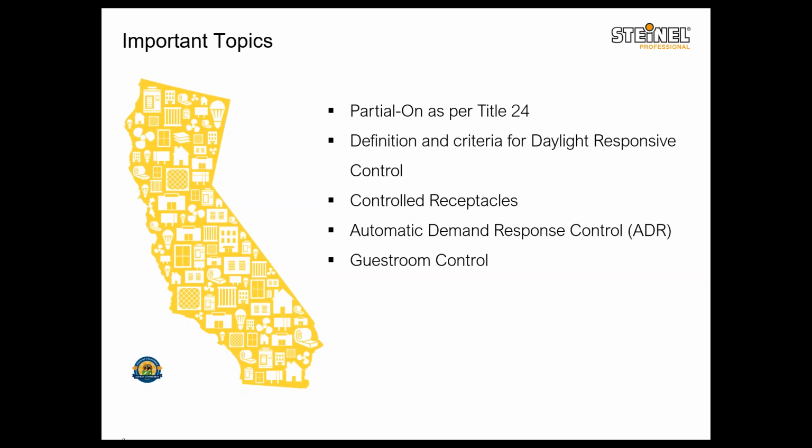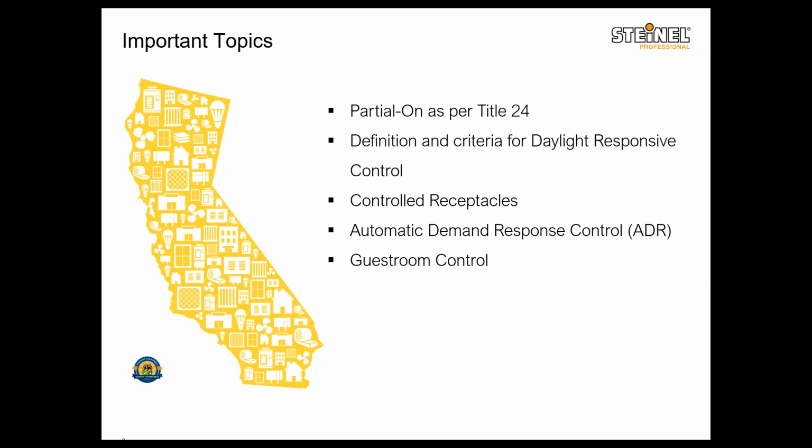One of the important ones is the criteria for partial on as per Title 24. All the other codes define partial on as the sensors turning the lights on to maximum 50% of the load. But as per Title 24, partial on means 50 to 70% of the load. So there's a bit of a difference.